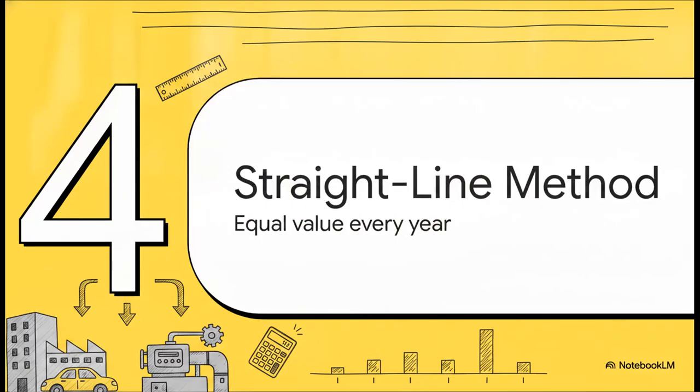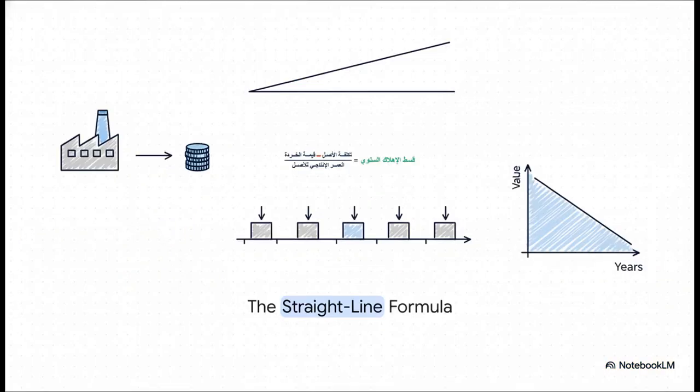Section 4. The straight line method. Now that we know the rules of the game, let's look at the absolute most straightforward tool for calculating the numbers. The straight line method does exactly what it sounds like. It assumes the asset provides equal, steady value every single year of its life.